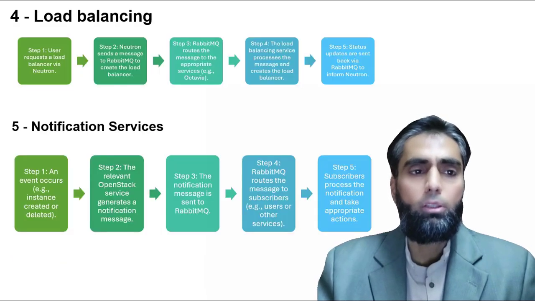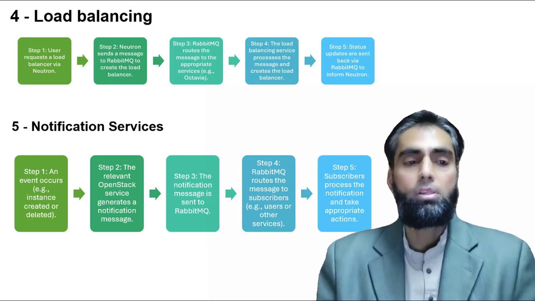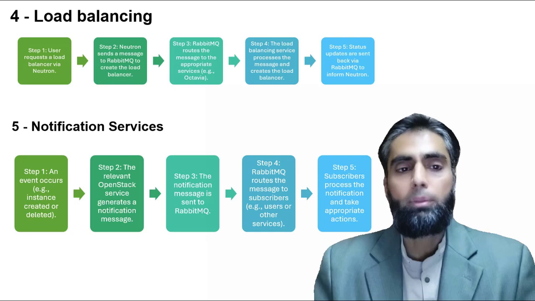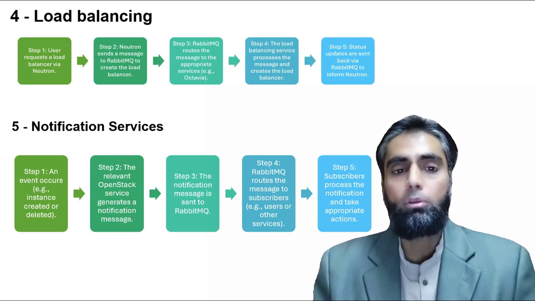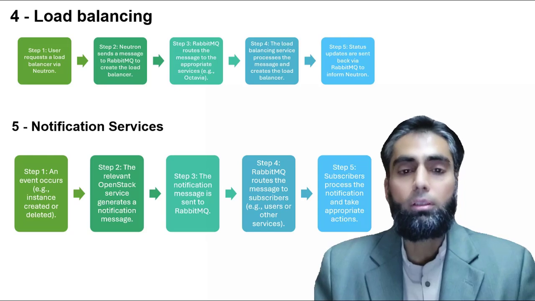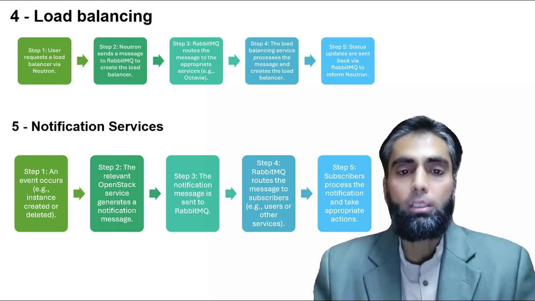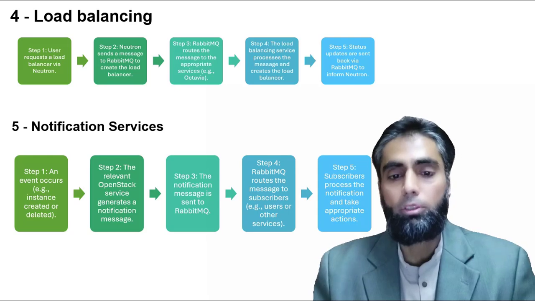There are the cases of load balancing, in which the user requests a load balancer via Neutron, and then Neutron sends a message to RabbitMQ to create the load balancer. And then RabbitMQ routes the message to appropriate services, for example Octavia or any other things which are used for load balancing. In the fourth step, the load balancing service processes the message and creates the load balancer. And the fifth step is the status message that is sent from RabbitMQ to Neutron. These are the status updates sent from the message broker to the Neutron service responsible for networking.